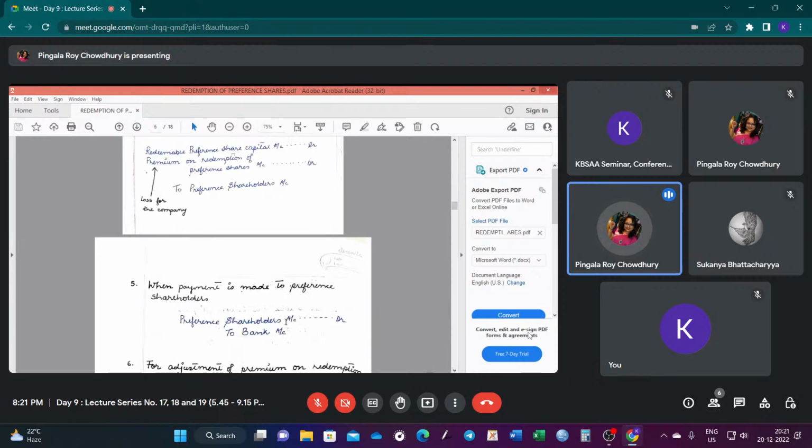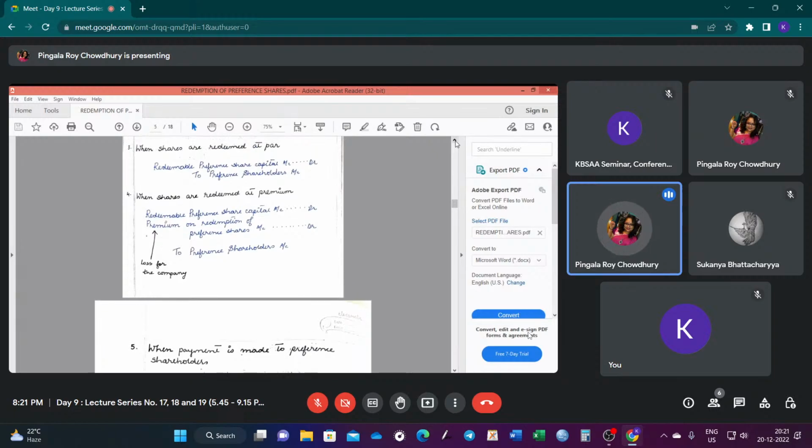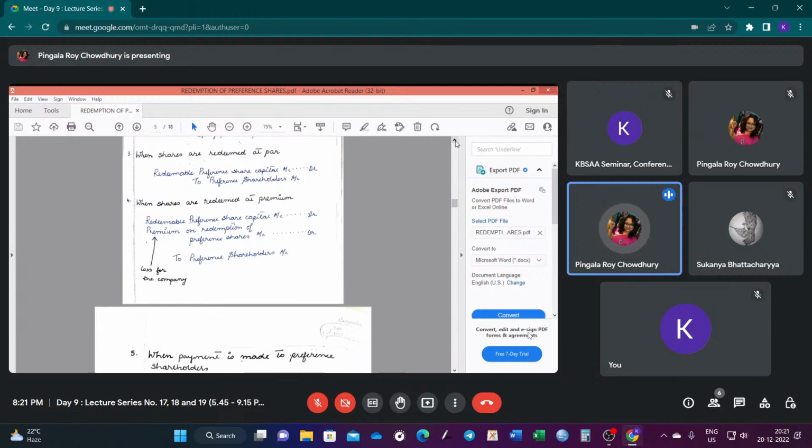This entry, the point number 5. Preference shareholders account debit to bank because the company is making payment. So anything which goes out will be credited. So bank account will be credited and the preference shareholders account which was created will now be debited, so as to imply that they have been paid off and thus the account does not exist.